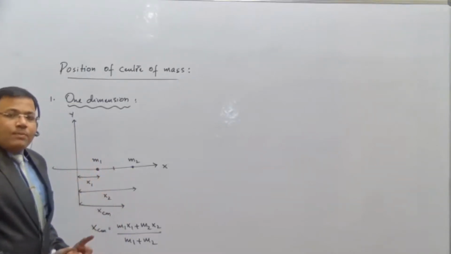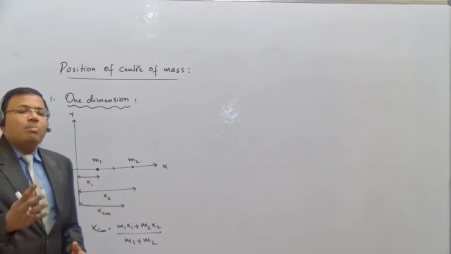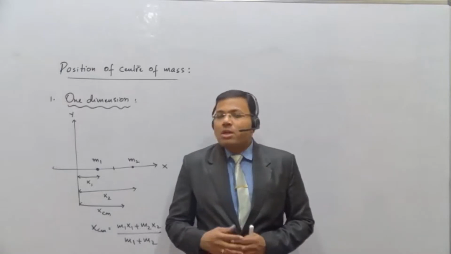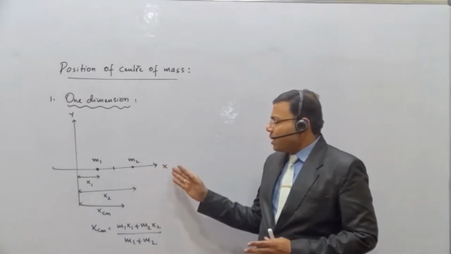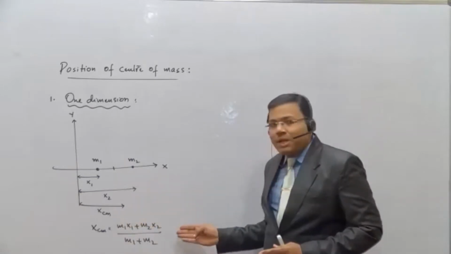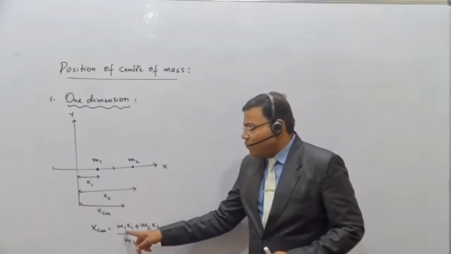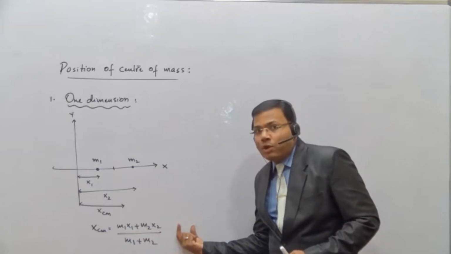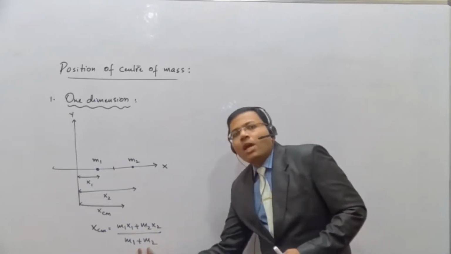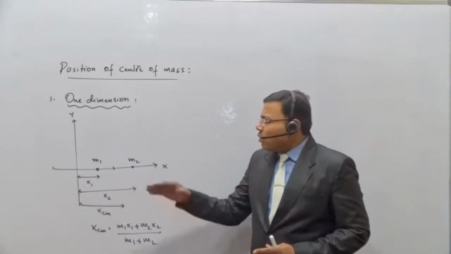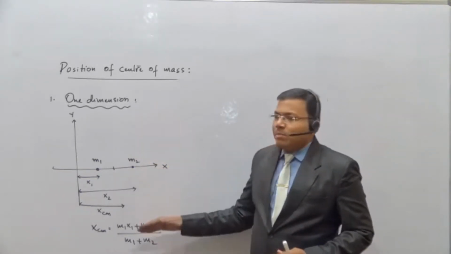One more time, here very important thing, if suppose you consider three particles, like you can consider here m3 at a distance of x3, then the formula will be extended to m1 x1 plus m2 x2 plus m3 x3. You need to add one more term, right? Divided by m1 plus m2 plus m3. I hope you have understood this. Now this is about one dimension.